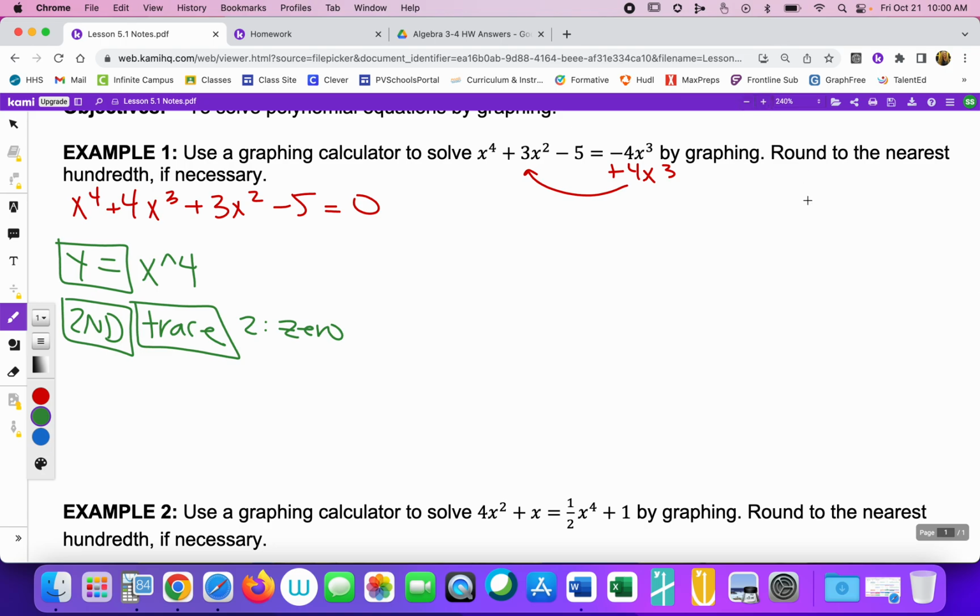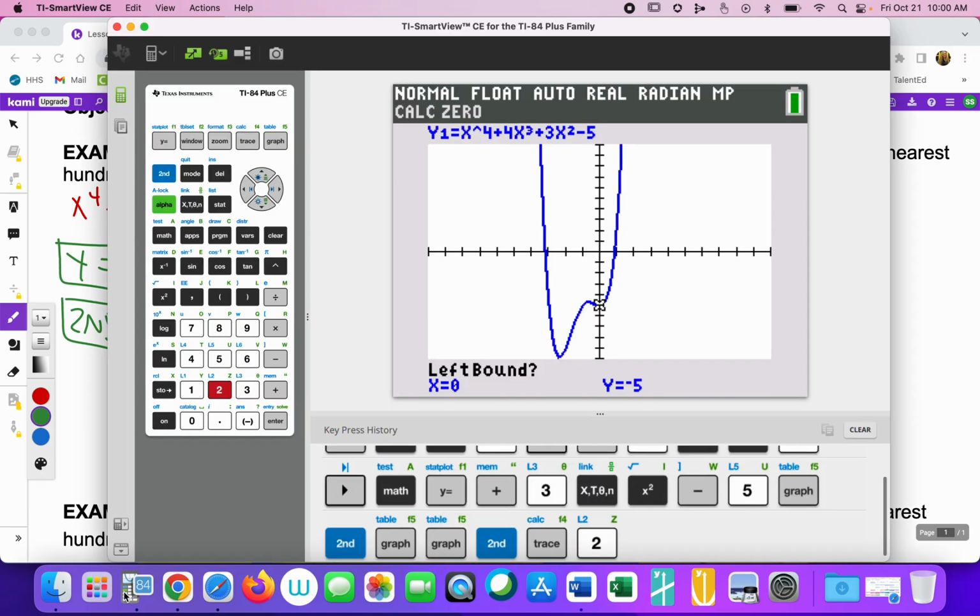Okay. Now, as you can see at the bottom of the screen, it says left bound with a question mark. That means left boundary. You are telling the calculator where to look. Now, it doesn't matter if you solve for this x-intercept or that one, but keep track of which ones you solve for. So use the little keypad to arrow over.